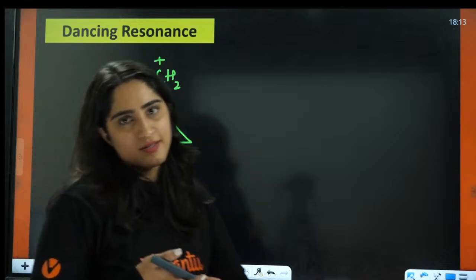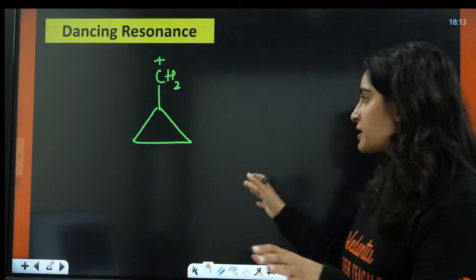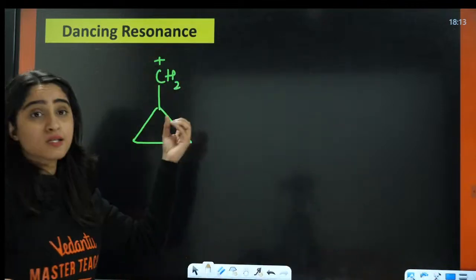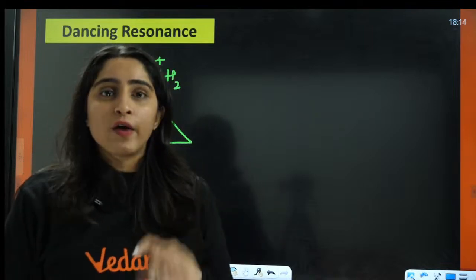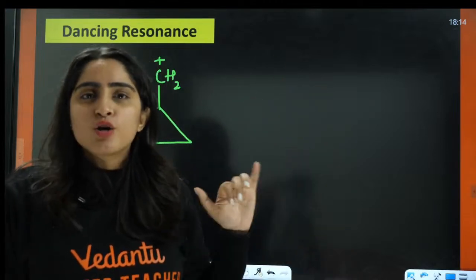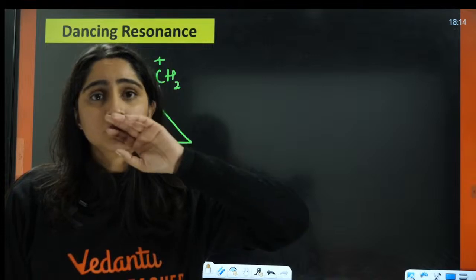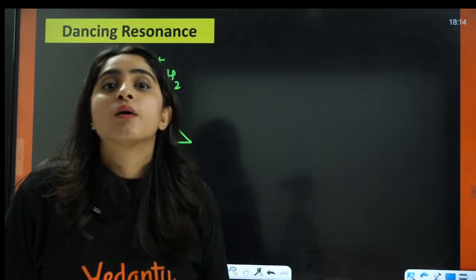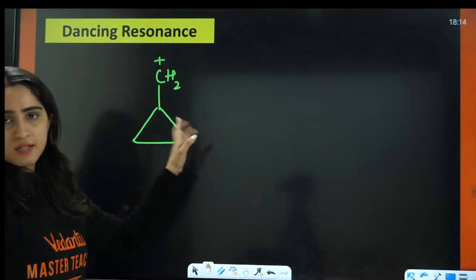Now, you have dancing resonance. This is like the most favorite resonance of all the students here. Why so? Because this resonance is actually dancing on one leg, and this is the most stable. Whenever you see dancing resonance, dancing means when you dance, you are very happy, and when you are happy, you're in a very stable state. So it is even more stable than back bonding. As compared to back bonding also, this resonance is more stable, right? So what is this? You have this 3-membered ring, right?